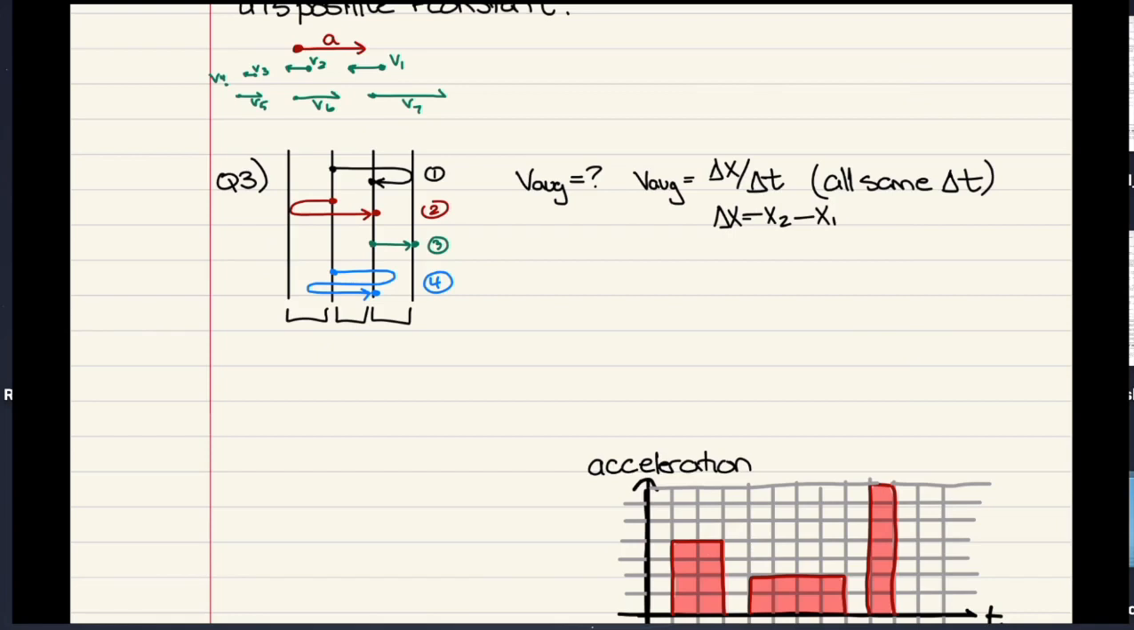And if I look at all these, they all start at one line, and no matter what they do, they all end up one line to the right. So even though some of them have zigzags along the way, ultimately they all have the same displacement.